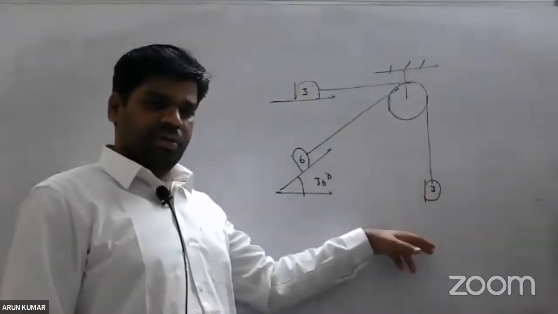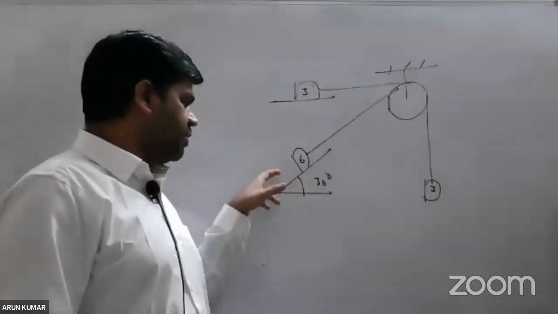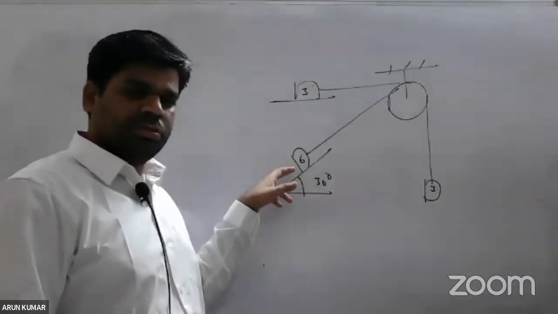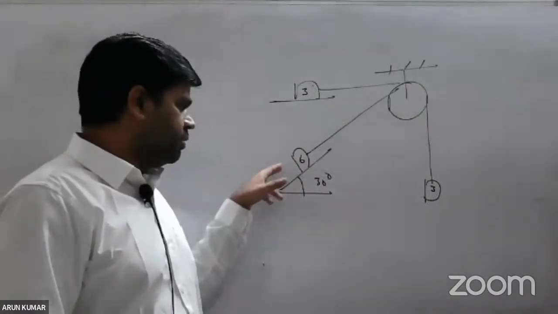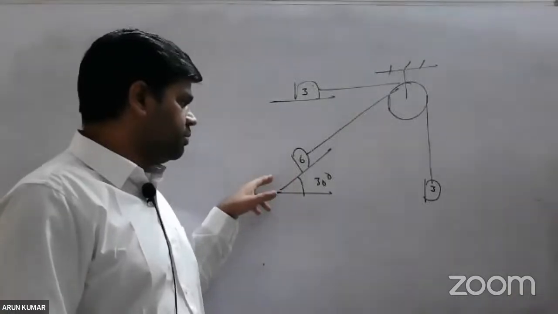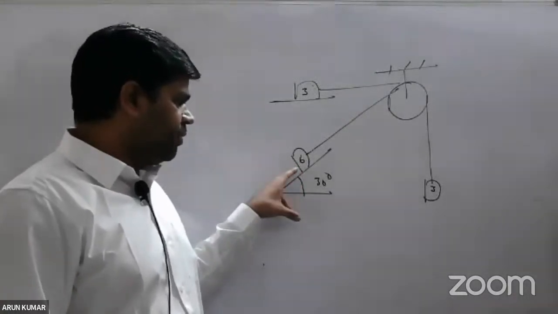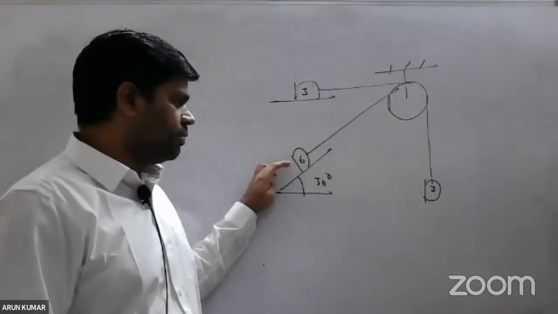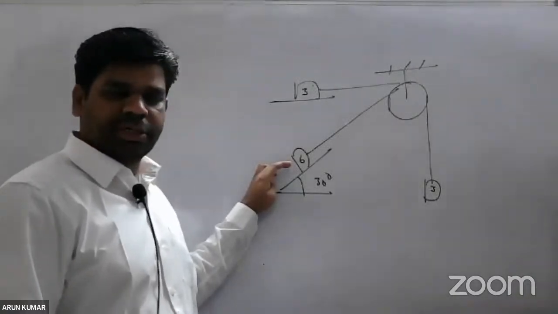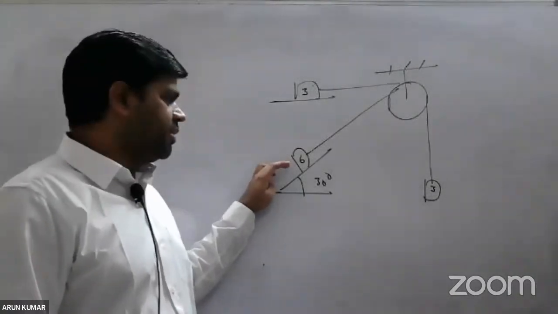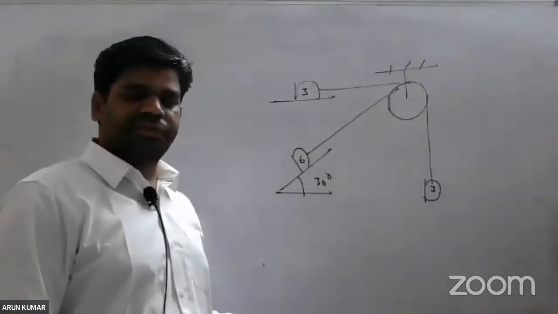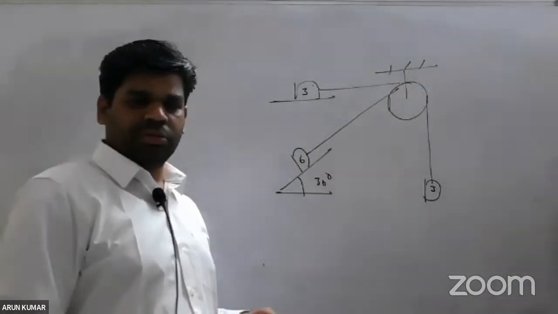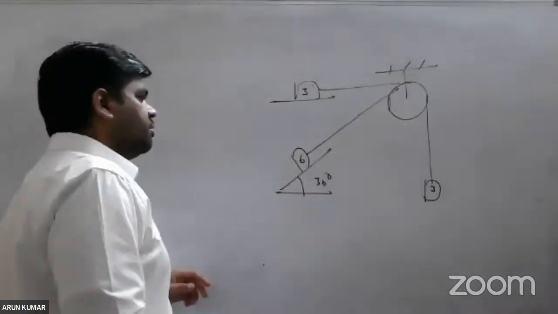This is 3g. What is the force here? 6, sir. 6g is vertically downwards. Component of 6g along the inclined plane, how much is it? 6g sin 30. How much is 6g sin 30? 3g. If this is 3g and this is 3g, will the particles move? No. Acceleration is 0.